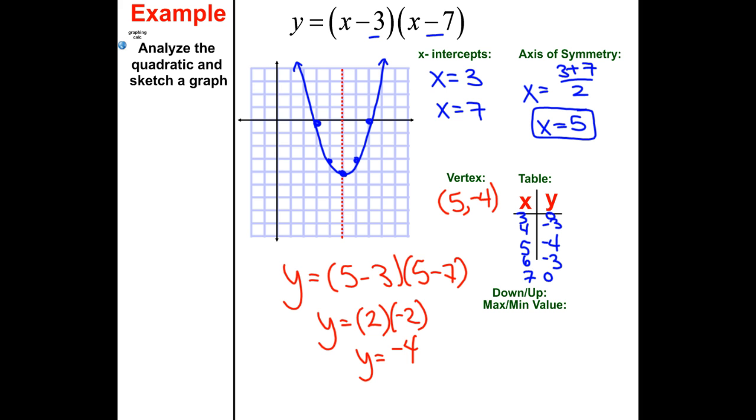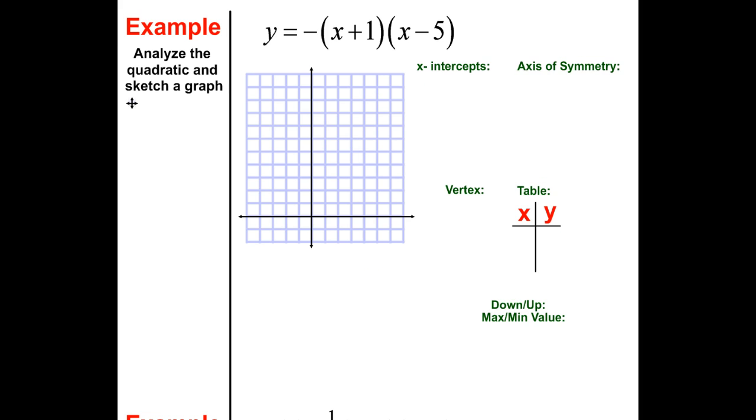Now if you guys printed out the notes, there's another one on this page, but I'm going to skip over that one and try a different one. So let's try this one right here. I'll go over to the x-intercepts, and some of you might notice something right away. You might notice that negative out front. We'll talk about that in a second. So first thing I'm going to do is find my x-intercepts, which are -1 and 5.